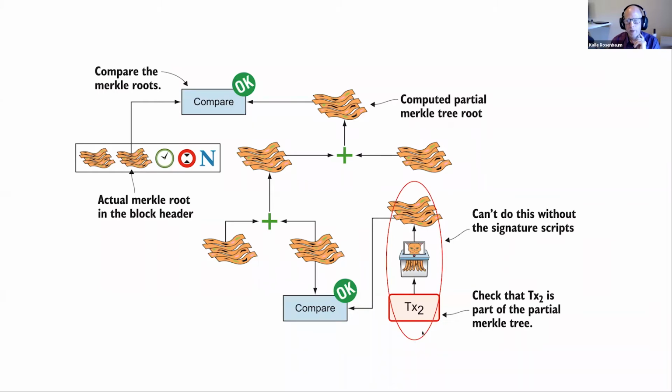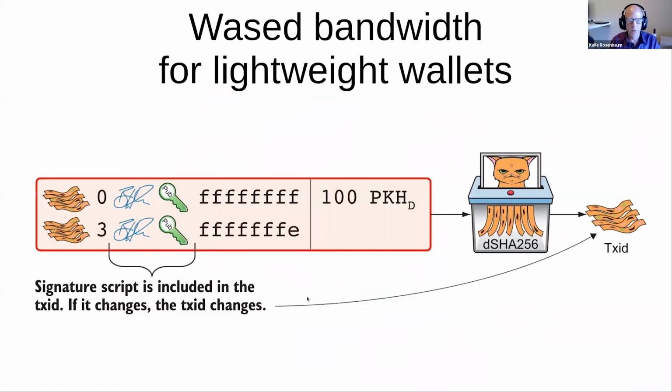And as I said before, the lightweight wallets aren't able to verify the signature scripts anyway. Lightweight wallets don't have the inputs and outputs required to verify the signature scripts. So the only thing the lightweight wallet needs the signature script for is to be able to make this verification here. So it would be great if we didn't have to send this signature script to the lightweight wallets.